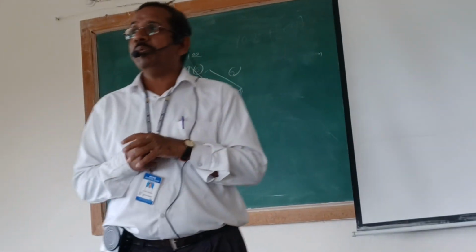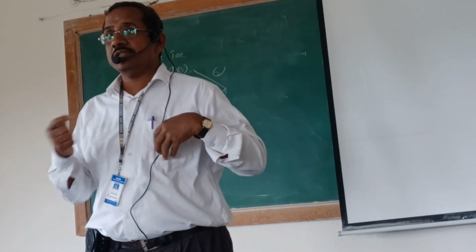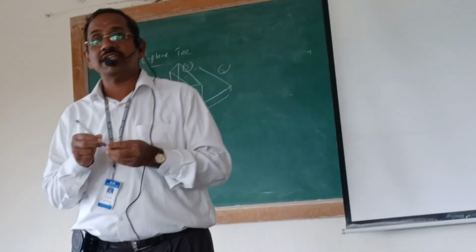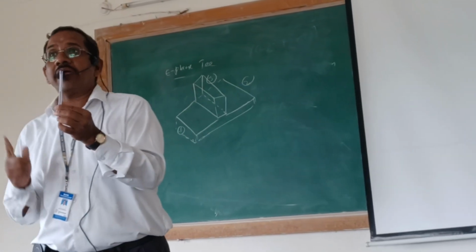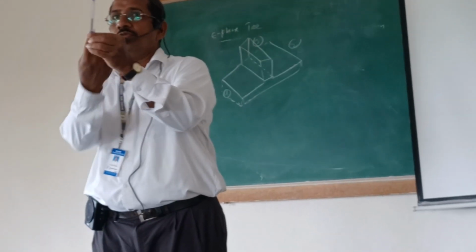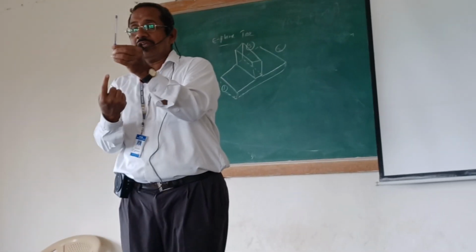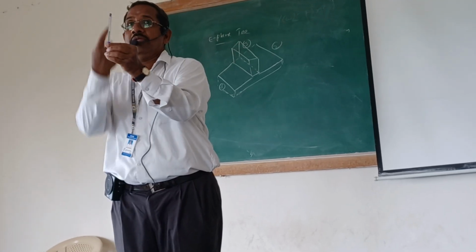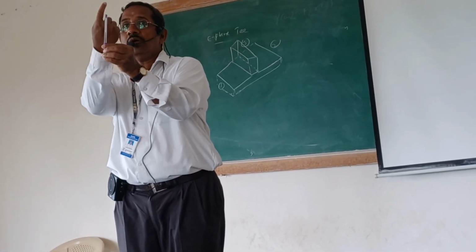What is the difference between E plane and H plane? So in the first session, in the first class, I explained about the magnetic field. That means if a current is flowing through a conductor, an electric field is going to exist in the vertical plane.